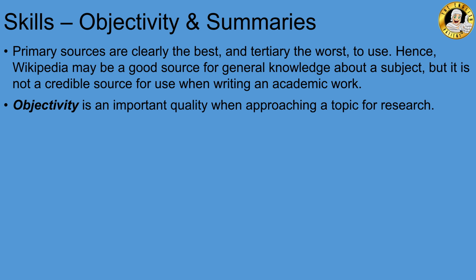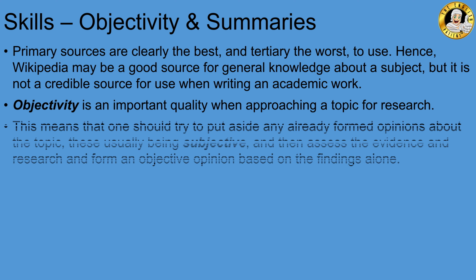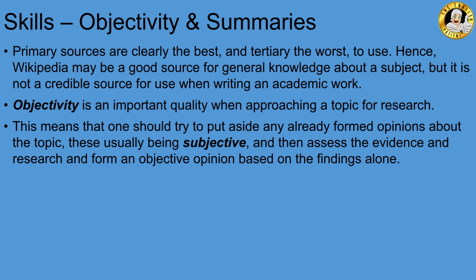Now, objectivity is another important quality which you should try to have when you are approaching a topic for the purposes of research. Objectivity means that you should try to put aside any already formed opinions about that topic, because these opinions are what we call subjective, related to the subject or the person themselves. You should then try to objectively assess the evidence and assess the research in order to form an objective opinion based on your research findings alone. So you need to try to put aside your preconceived notions, your preconceived ideas, the ideas and notions that you already have, and try to approach the research that you're doing with a blank slate, tabula rasa.